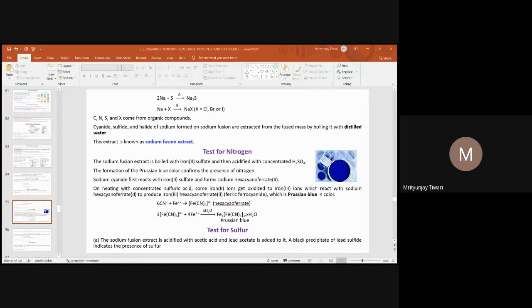The sodium fusion extract is acidified with acetic acid, so we add acetic acid to just acidify it, to give a slight acidic condition, and then we also add lead acetate to it. The lead, when it reacts with the sulfide, forms a black precipitate of lead sulfide, and this black precipitate confirms that the sodium fusion extract contains sulfide ion. This sulfide ion has come from the organic compound while making the sodium fusion extract.